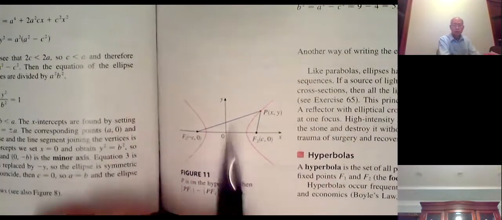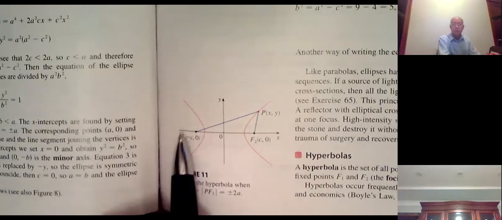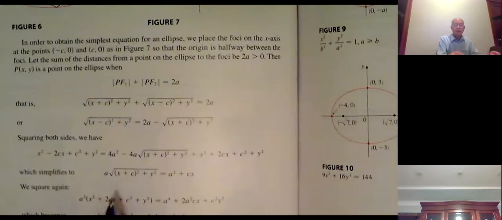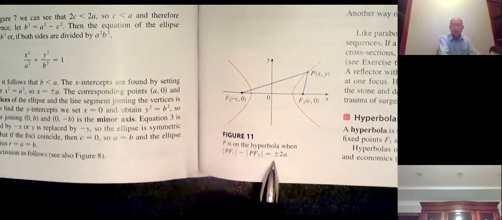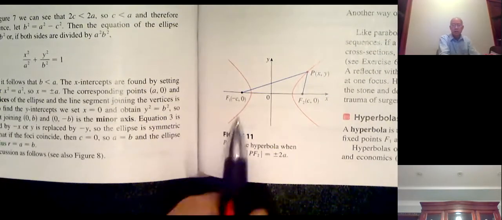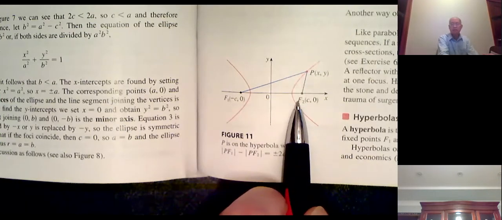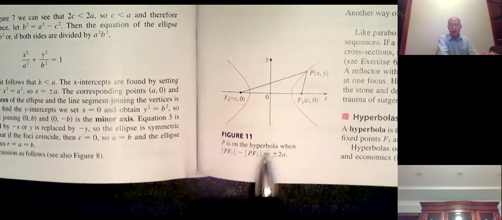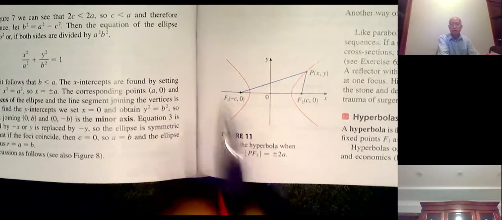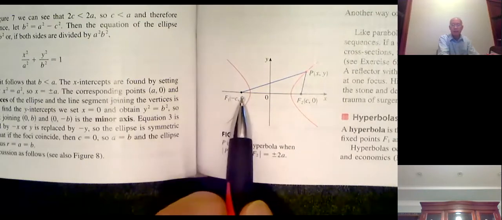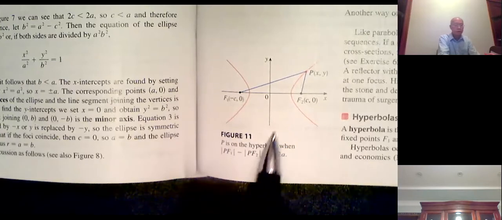And then the hyperbola looks like this. There are two branches. For the hyperbola, you also have two foci. Instead of having the sum being a constant, you have the difference being a constant. So this distance minus this distance is a constant. It could be plus or minus, so they say plus or minus 2a. Or the distance from this point to that focus minus the distance from that point to that focus is the same number, 2a.